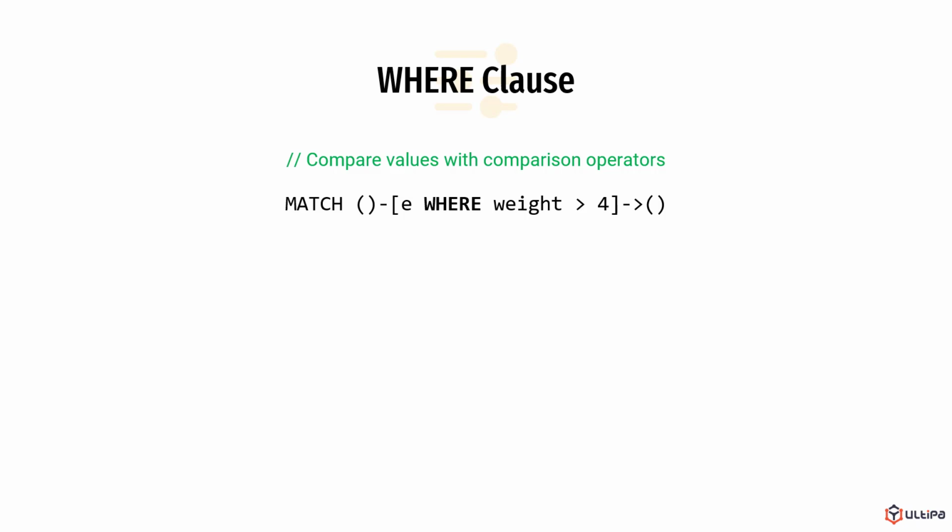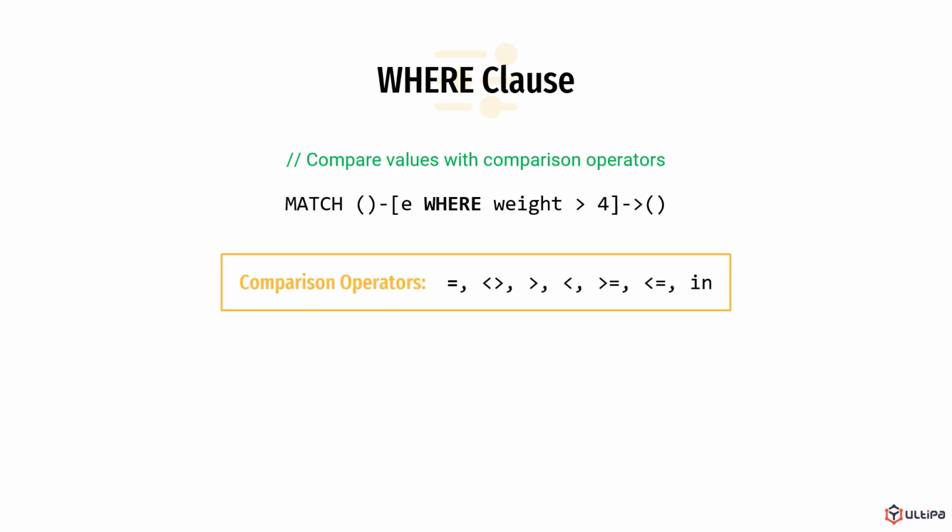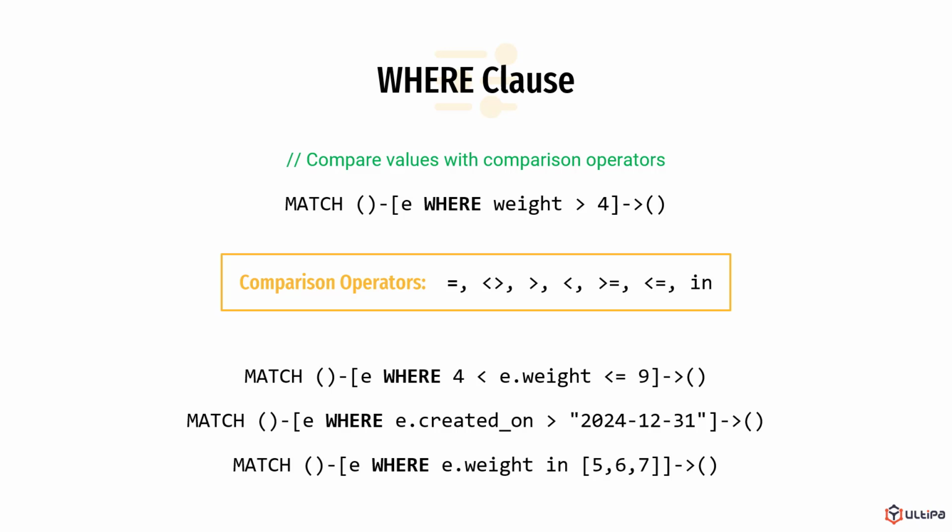You can use comparison operators in a where clause. This query finds edges with a weight greater than 4. Comparison operators include equal to, not equal to, greater than, less than, greater than or equal to, less than or equal to, and in. You can set a range. Compare date-time values. The in operator checks if a value exists within a list.